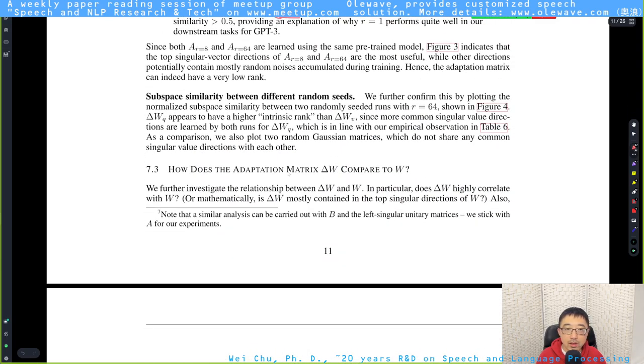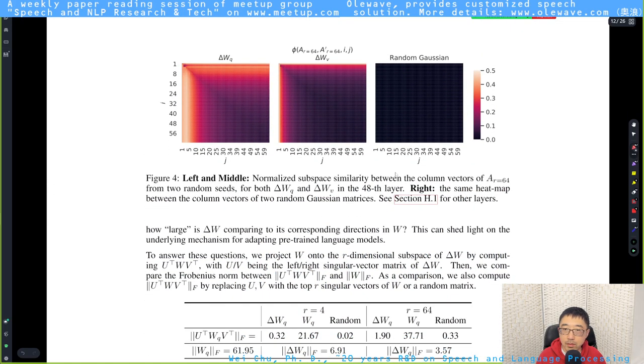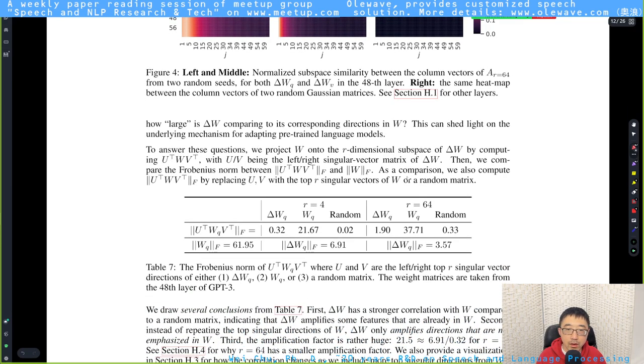Okay, and how does the adaptation matrix compare to W? And this is more vague to me. But it's interesting, they have done some analysis. Suppose they have done the singular value decomposition of delta W. Suppose they get a U and V, left and right singular vector matrix of delta W, but they apply this on WQ, not delta W, right?